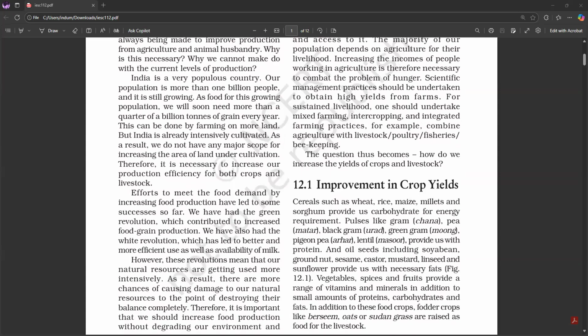India is a very populous country. Our population is more than 1 billion people and still it is growing. As food for this growing population, we will soon need more than 250 million tons of grain every year. This can be done by farming on more land. But India is already intensively cultivated. As a result, we do not have any major scope for increasing the area of land under cultivation. Therefore, it is necessary to increase our production efficiency for both crops and livestock.